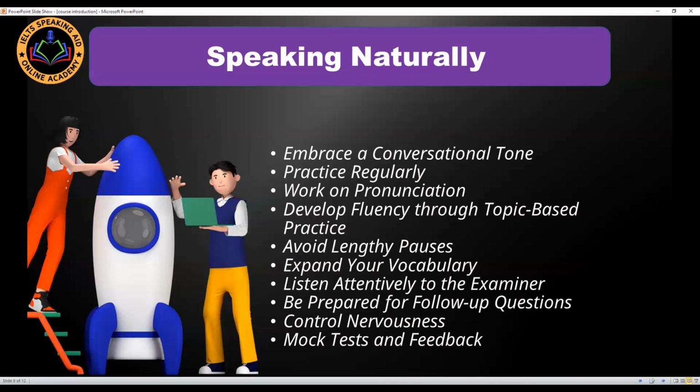Control nervousness. Definitely you have to be in mock tests or be familiar with the IELTS speaking test. If you are doing a mock test with someone else, then you can get rid of nervousness, and you can face the exam properly. Mock test and feedback. Actually, we can conduct a mock test even with our friends, but the thing is we should have good feedback.